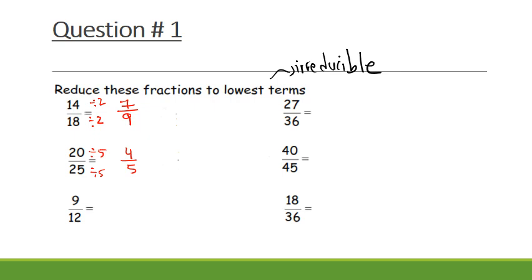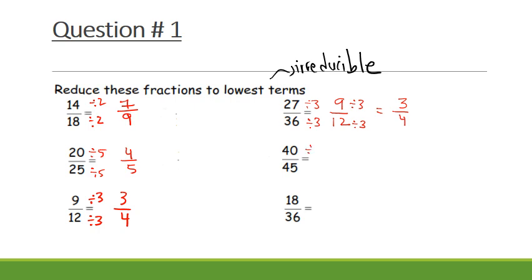fraction. Now I have 9 over 12. I divide both terms by 3. So I get 3 over 4, and 3 over 4 also is irreducible. 27 over 36, I divide by 3. So I get 9 over 12. Now I can also divide by 3. So I get 3 over 4, and now 3 over 4 is an irreducible fraction.